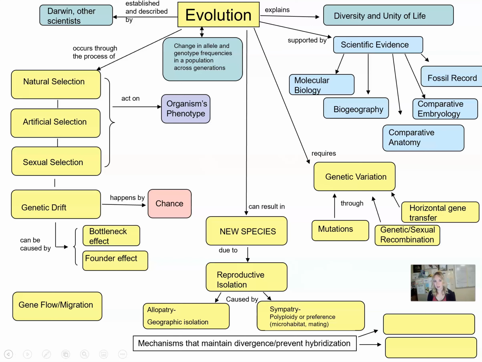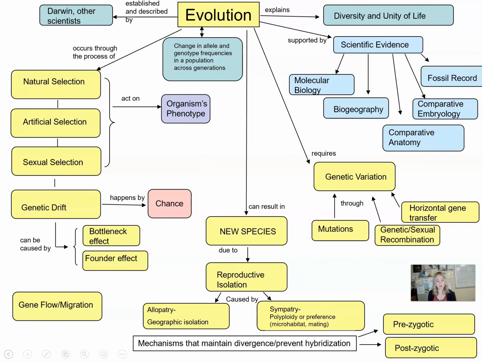What maintains divergence, meaning prevents hybridization, is basically two things. So we have prezygotic barriers that arise, and then we also have postzygotic barriers. When we discuss prezygotic barriers, we're talking about anything that can impede fertilization, meaning the sperm and the egg are not going to be coming together. A few examples for prezygotic barriers would be habitat isolation, temporal isolation, behavioral, mechanical, anatomical isolation, and even gametic isolation, where the sperm and the egg are no longer compatible.